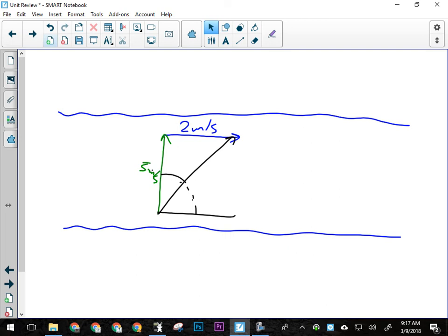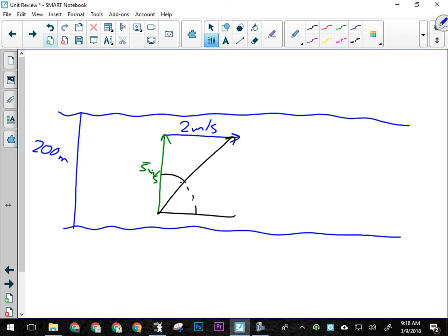The question will likely ask, how far downstream will you end up? Or how long does it take to get across? You actually need how long it would take to get across to find out how far downstream you would get. So let's look at both. Let's say this river is 200 meters across.